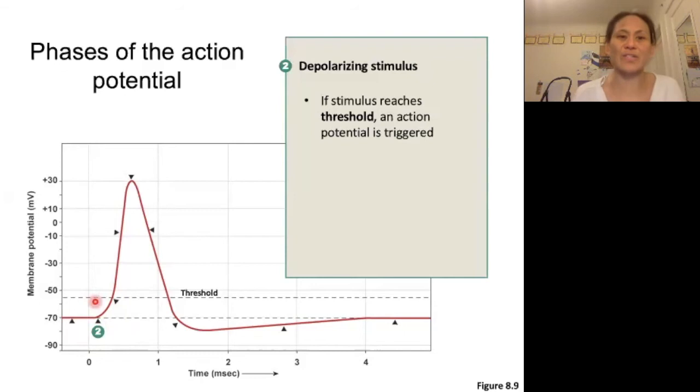When the membrane potential depolarizes, if the stimulus reaches threshold, an action potential is triggered, right? So we have this value right here called threshold, which is usually about negative 55 millivolts. If the membrane potential is depolarized to that level, then we'll have an action potential.